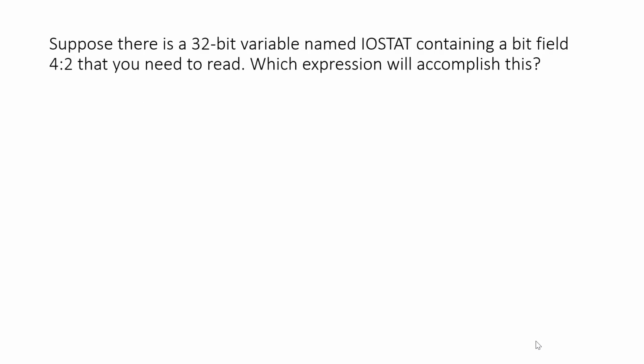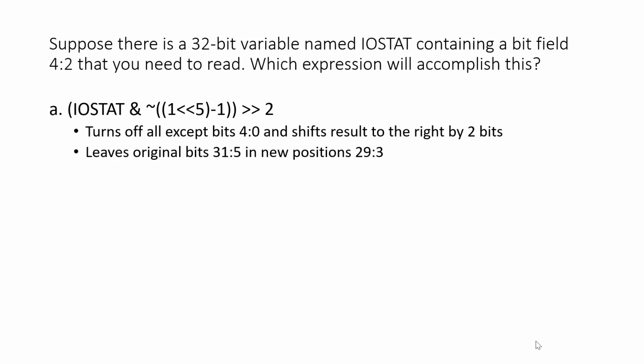Okay, suppose there's a 32-bit value named IOStat containing the bit field 4 down to 2 that you need to read. What expression will accomplish this? Okay, so this one turns off all except bits 4 down to 0, which is what's happening in here. So 1 shifted by 5 minus 1 is just going to create 5 1 bits, but then you're going to do a negation, a complement of that. So this will turn off all but bits 4 down to 0.